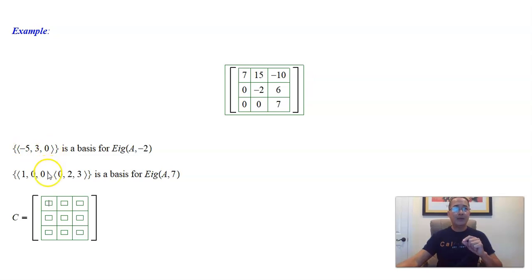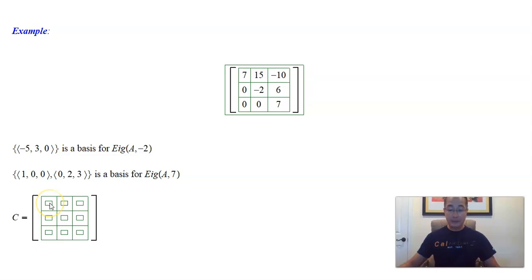Is this vector on the plane? No, because the plane happens to be the eigenspace for lambda equals 7. But the eigenvalue for this subspace is negative 2. So therefore, this vector cannot be on this plane.